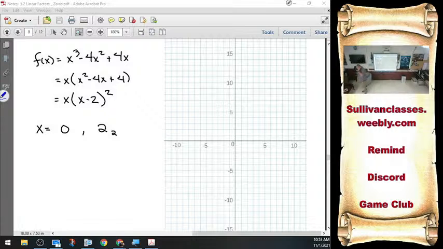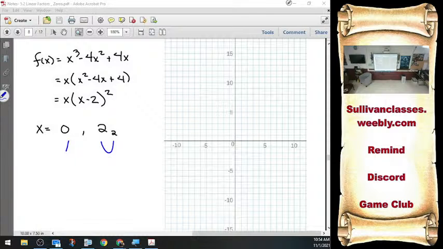Start with factor stuff. Note next to them what your behavior is going to look like. The first zero occurs one time, so it's going to go through like a degree 1 or a line. The second zero occurs twice, so it's going to bounce off of the axis like a parabola at that point.